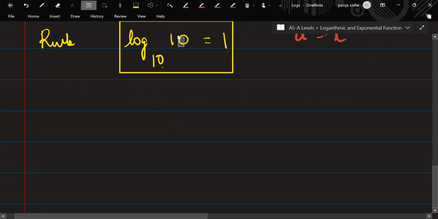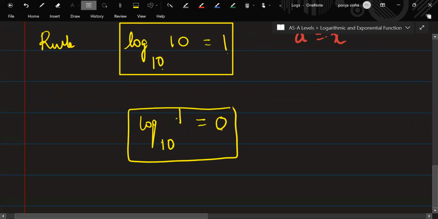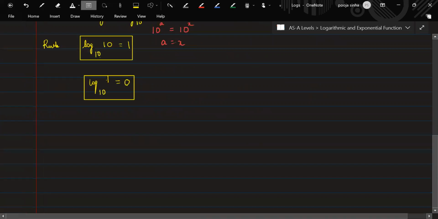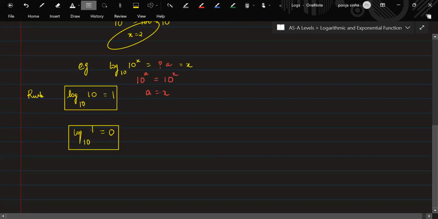Another rule. Think about it before learning: log to the base 10 of 1 should be equal to how much? This should be 0, because 10 raised to power 0 is equal to 1. So log of 1 to any base is always 0. Only when the value is 1, that time it's going to be 0. These rules are clear?